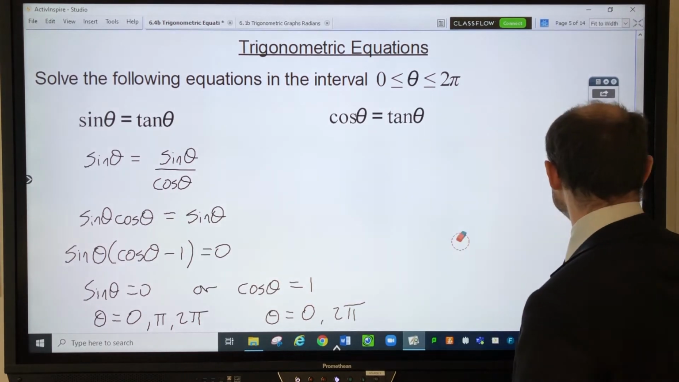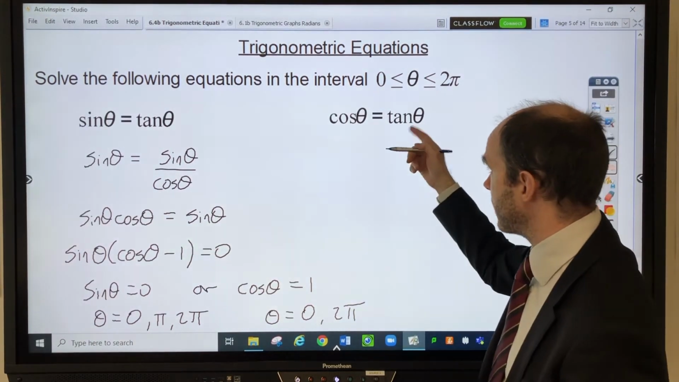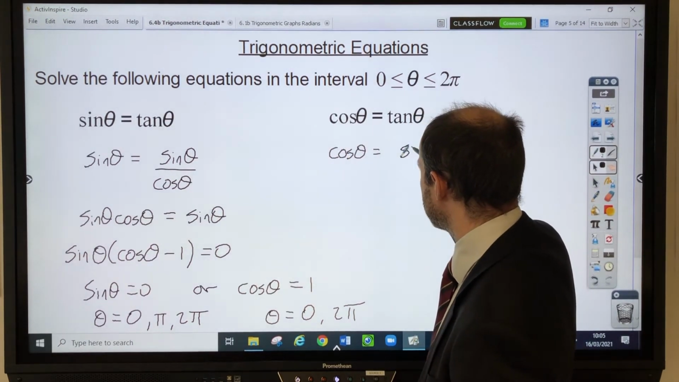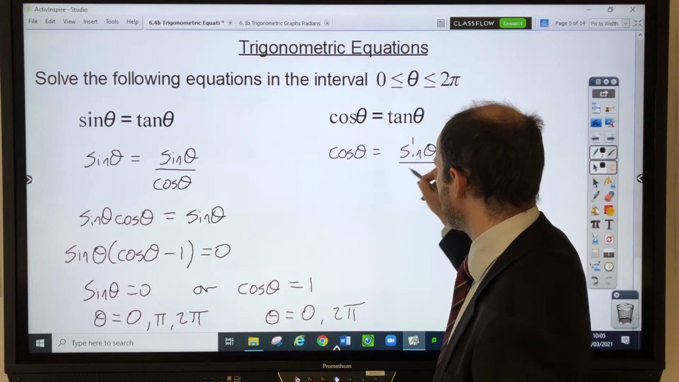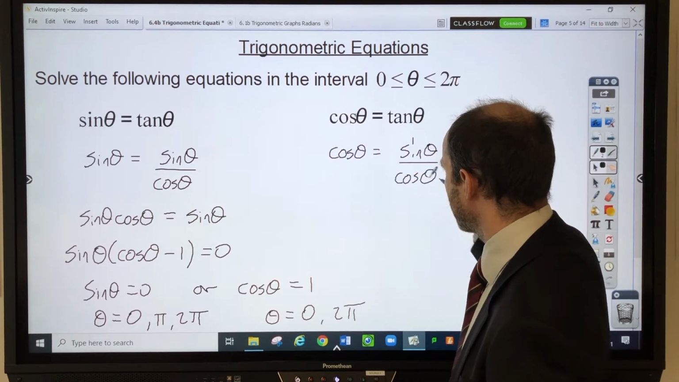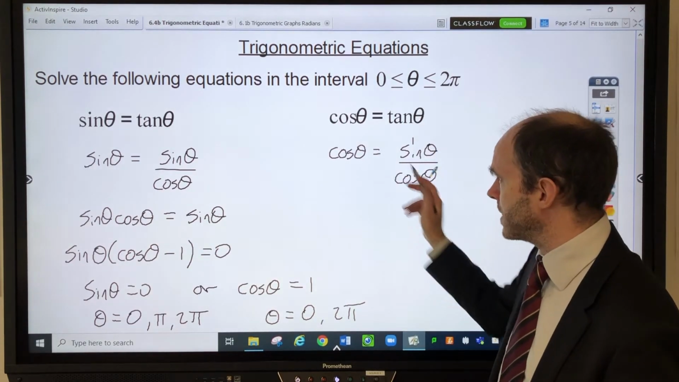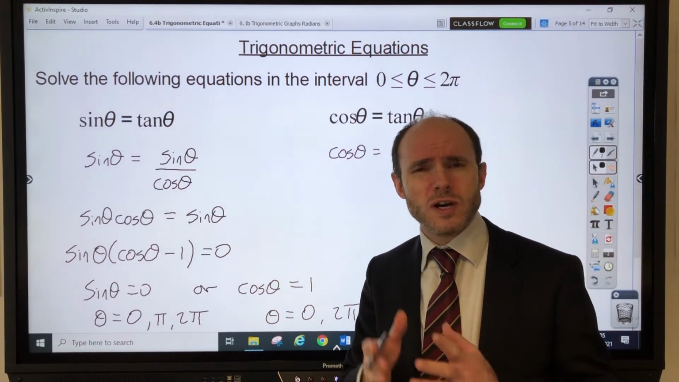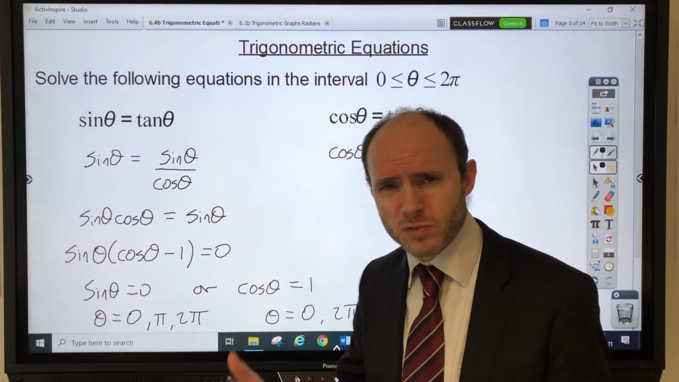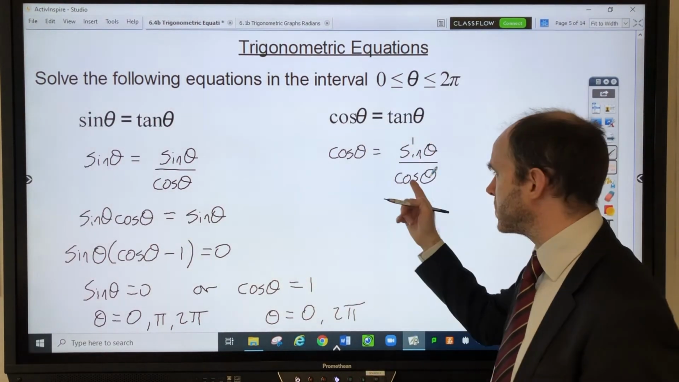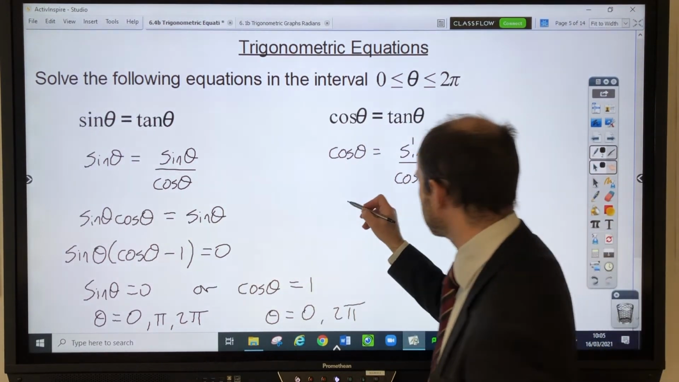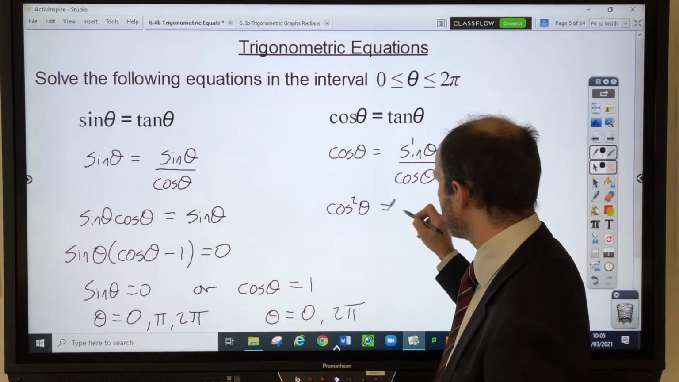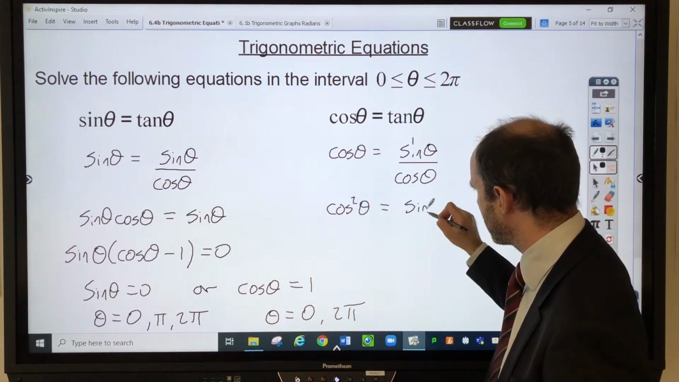And the first thing I'm going to do is, as with before, I'm going to rewrite the tan theta. So I've got cosine theta is equal to sine theta over cosine theta. And then I'm going to put the cosine theta onto that side. You see, when you're solving equations, you normally want to try and rearrange it so there's no fractions involved. And that's what I'm doing here. I'm putting this over to the left-hand side so there's no fractions. So I've got cosine squared theta, that'll be, won't it, is equal to sine theta.